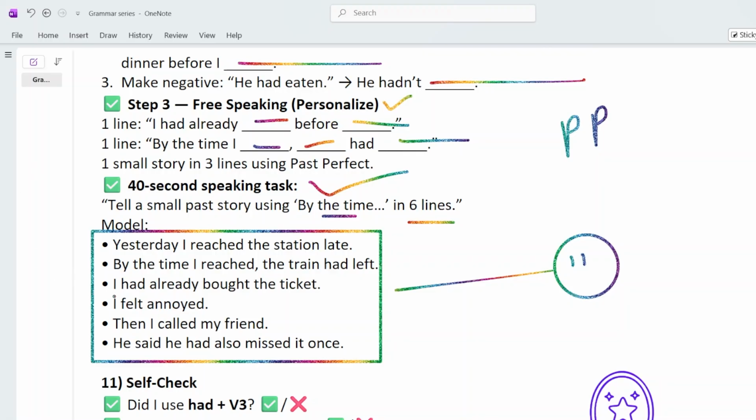Okay. See, I had already bought the ticket. Then I called my friend. So there is a use of simple past as well as past perfect in this particular model answer. What I would want you to do really is just use only past perfect and make this section. But again, to tell you that this particular section is a mixture of simple past plus past perfect tense.